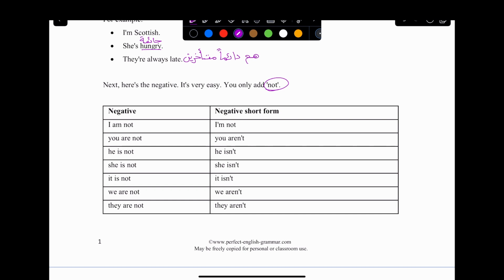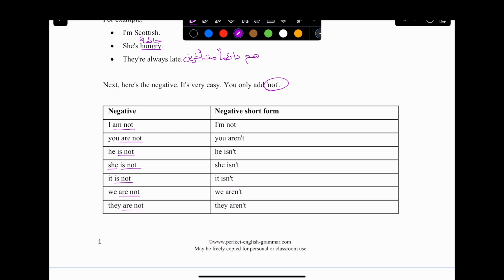I am not. You are not. He is not. She is not. It is not. We are not. They are not.